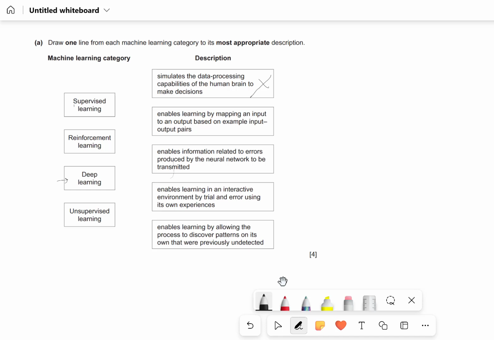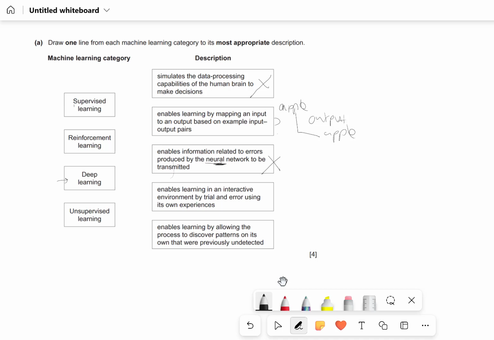Enables learning by mapping an input, so like an apple, to an output. I predict it is an apple, and seeing if they match. That's basically what this is saying in English. Interesting. I'm going to leave that there as a question mark. Enables information on errors produced by the neural network to be transmitted. I've never learned about neural networks at GCSE, so I'm going to cross that off.